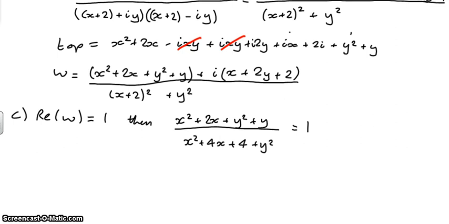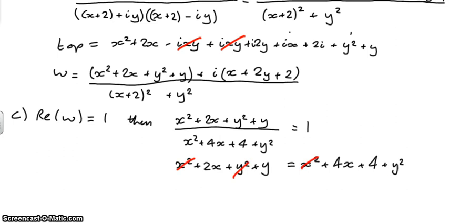Okay, good. So, multiplying that out, we get x squared plus 2x plus y squared plus y equals x squared plus 4x plus 4 plus y squared. Conveniently, there's a lot of simplifying that can be done here. Cancel the x squareds, cancel the y squareds, and rearrange, move the 2x to the other side, subtract 2x. We have y equals 2x plus 4, which is clearly a straight line and has a gradient of 2.